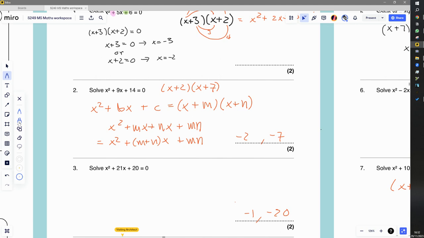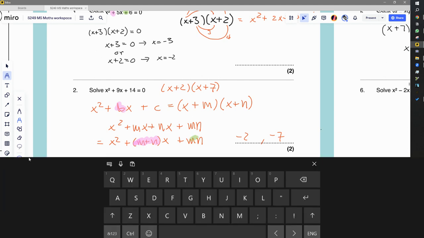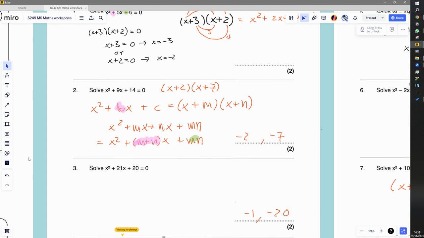And now we can see that this value here must be b, and that this value, let's try that again, this value must be c. So here we can see that m plus n, this value plus this value, must equal b, and m times n, so this value times this value, is going to equal c.